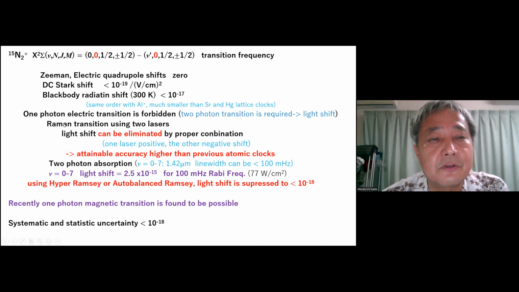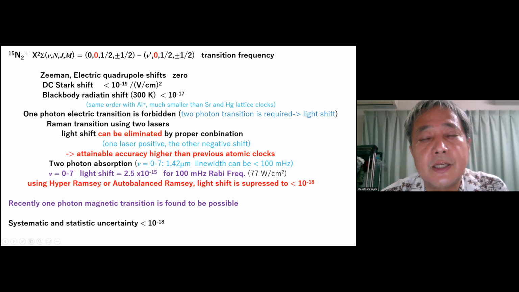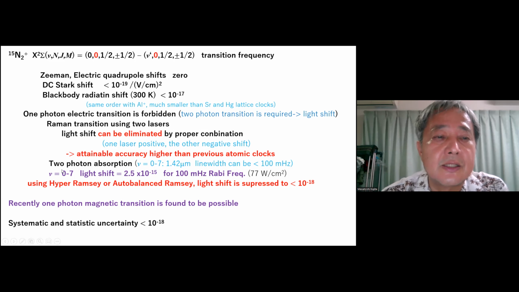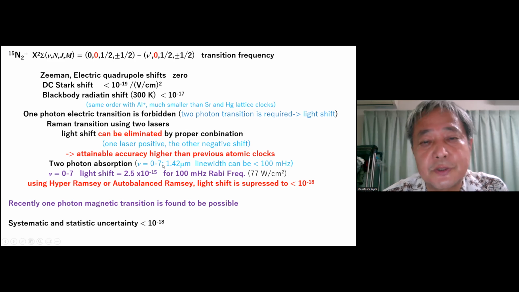So I considered 2 methods. One is Raman transition using 2 lasers. By considering 2-photon transitions, yes, the light shift can be large, but the light shift can be eliminated by a proper combination: when one laser gives a positive shift and the other laser gives a negative shift, the total shift can be eliminated. Another method is 2-photon absorption.